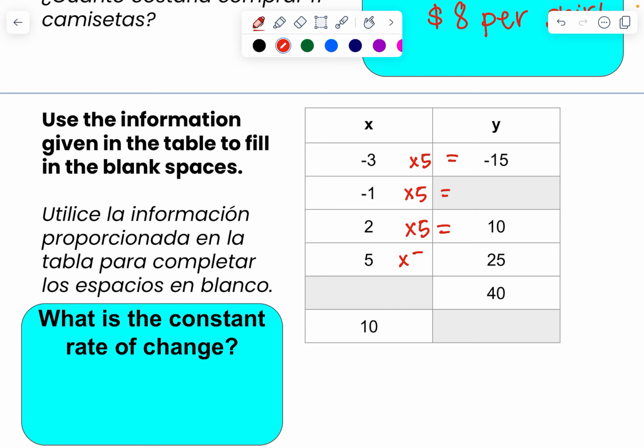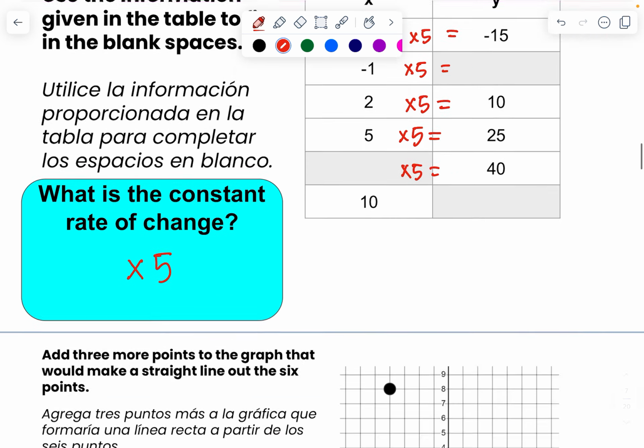That's something that's constantly the same thing every single time that we're performing an operation. So here, the constant rate of change would be multiplying by 5.